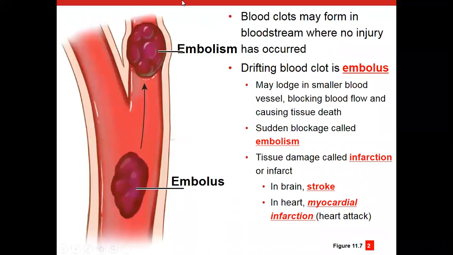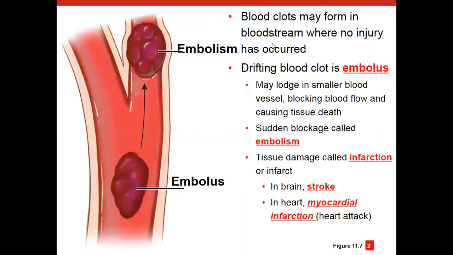A couple of problems can happen in the blood. One's called an embolism. Blood clots are a good thing, but they can also cause problems. Blood clots may form in the bloodstream where no injury has occurred. A drifting blood clot, one that's not stuck in a blood vessel, is called an embolus. That might get lodged in a small blood vessel and block it off. Think about it: a small blood vessel needs to supply blood to a tissue. An embolism is a blood clot that has blocked off a blood vessel, so that the tissue beyond that blockage is no longer receiving blood flow.